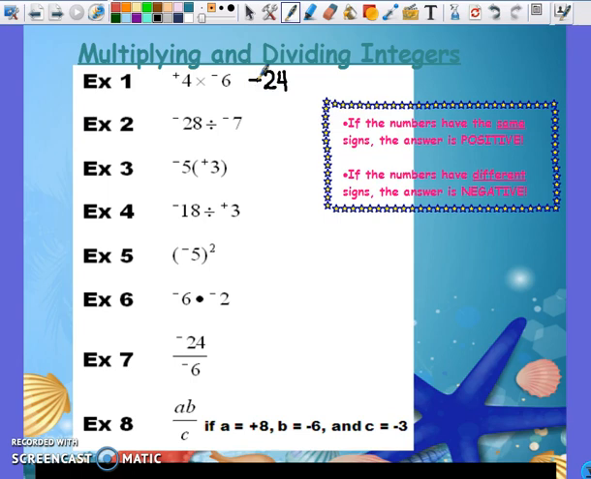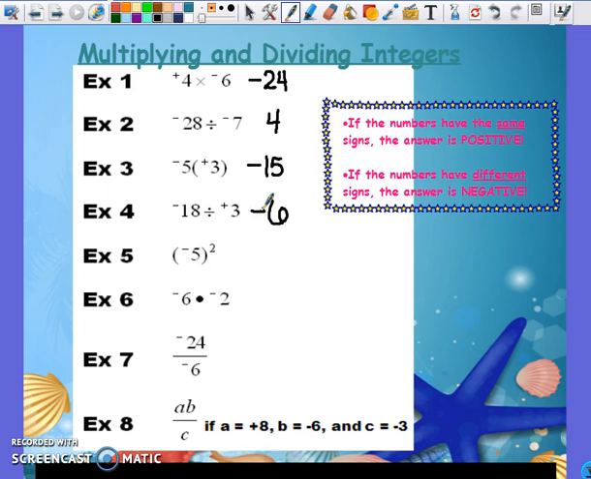28 divided by 7, 4. And we have same signs, so that means our answer is positive. You don't have to put a positive symbol in front. You could just leave it as is. 5 times 3, 15. Different signs, so our answer is negative. 18 divided by 3, 6. Different signs, answer is negative.